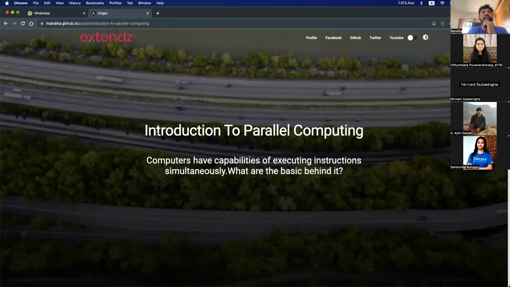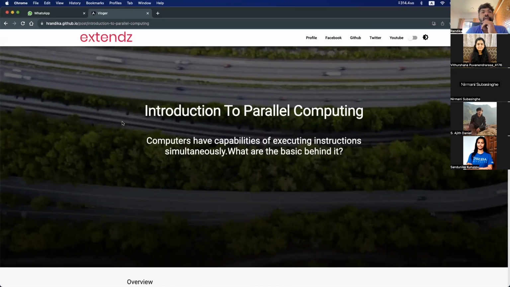So I will be doing the introduction for parallel computing today. We'll be looking at what we are looking at when we are talking about parallel computing. What is the definition, what sort of things, and what are the basics behind doing parallel computing.